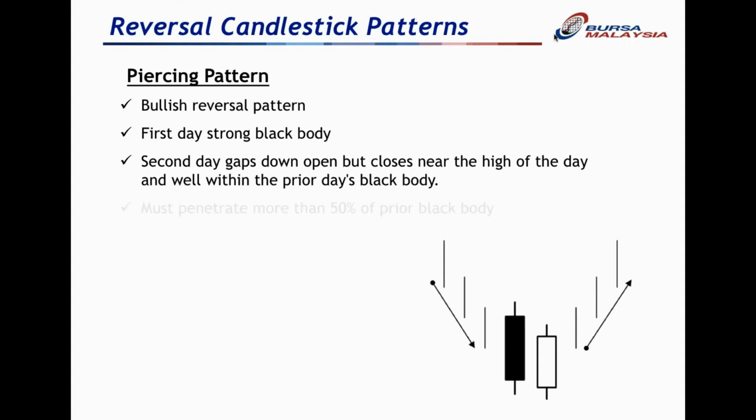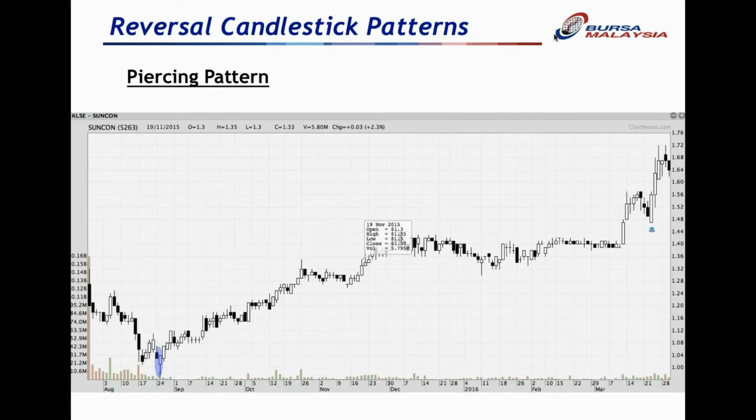But for us to call it a piercing pattern, it must penetrate more than 50% of the prior black body. This is an example of a piercing pattern. You see the next day, the candle gaps down, opens lower, and then it penetrates well into the previous day's body. When you see a piercing pattern, it is likely that the trend will reverse.